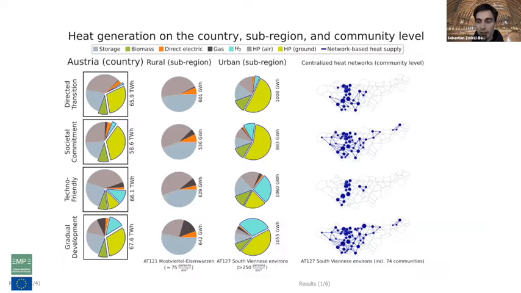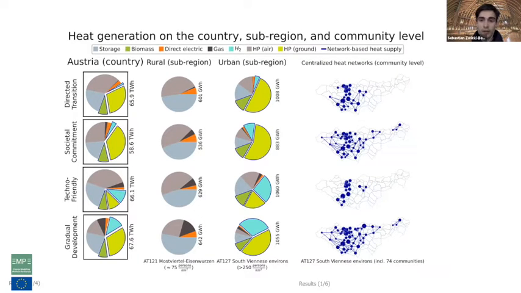So just a very quick overview of the results, 4 different slides of the results. Here we can see the results on the country and also on the sub-region and on the community level. On the left-hand side, you see the composition and the shares of the different heat sources in 2050 in the 4 different decarbonization scenarios. You see, for example, high shares of biomass and also from different types of heat pumps, for example, air sourced and ground sourced. You see that specific technologies that require network infrastructure are only downscaled to the urban subregions. For example, here providing a high population density, which is used in this work as an indicator for the potential of network infrastructure.